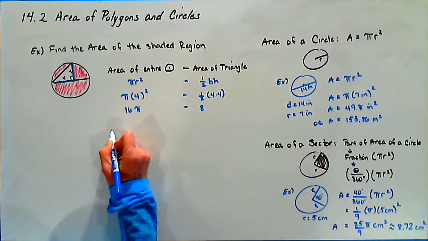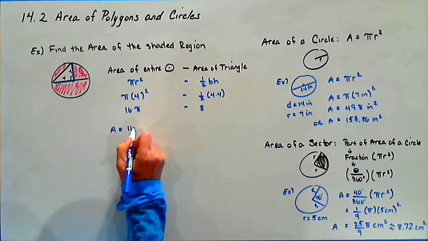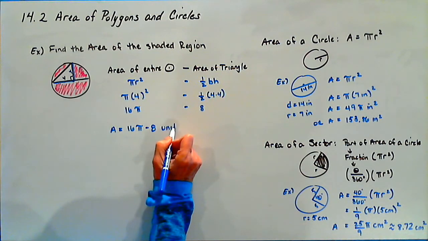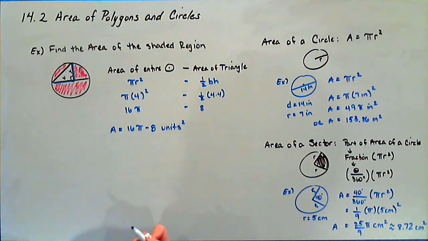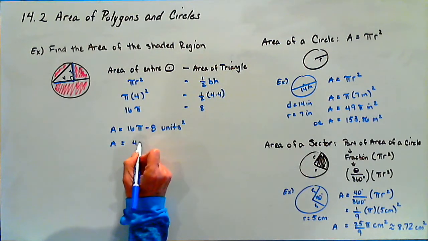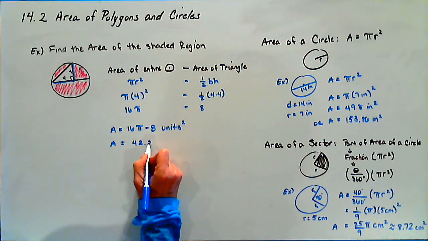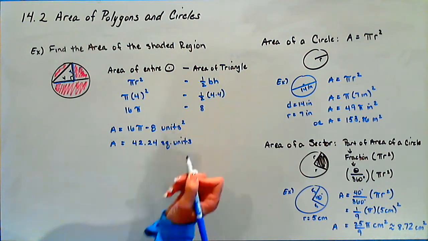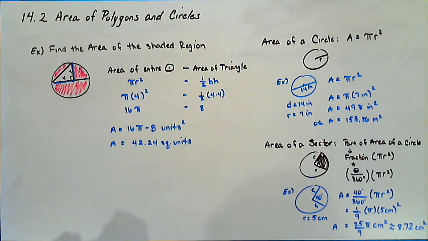So our exact answer would be 16 pi minus 8 units squared, or square units. Or if your directions say use 3.14 for pi, I believe when I did the calculation, somebody can always check, I got 42.24 square units. Okay? So there you go. That's part of our area, and I'll see you next time for 14.3.